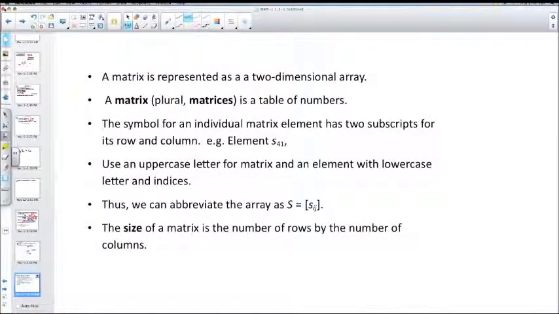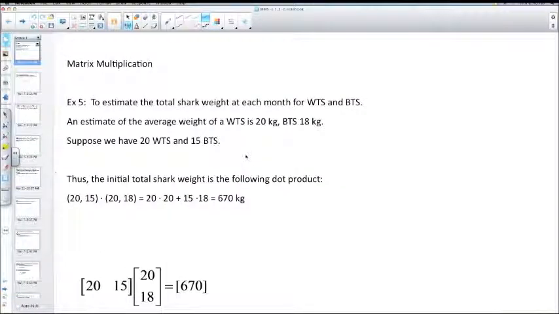Okay, let's move to the next half. We're going to look more at matrix operations. Now again, let's start from a simple application.